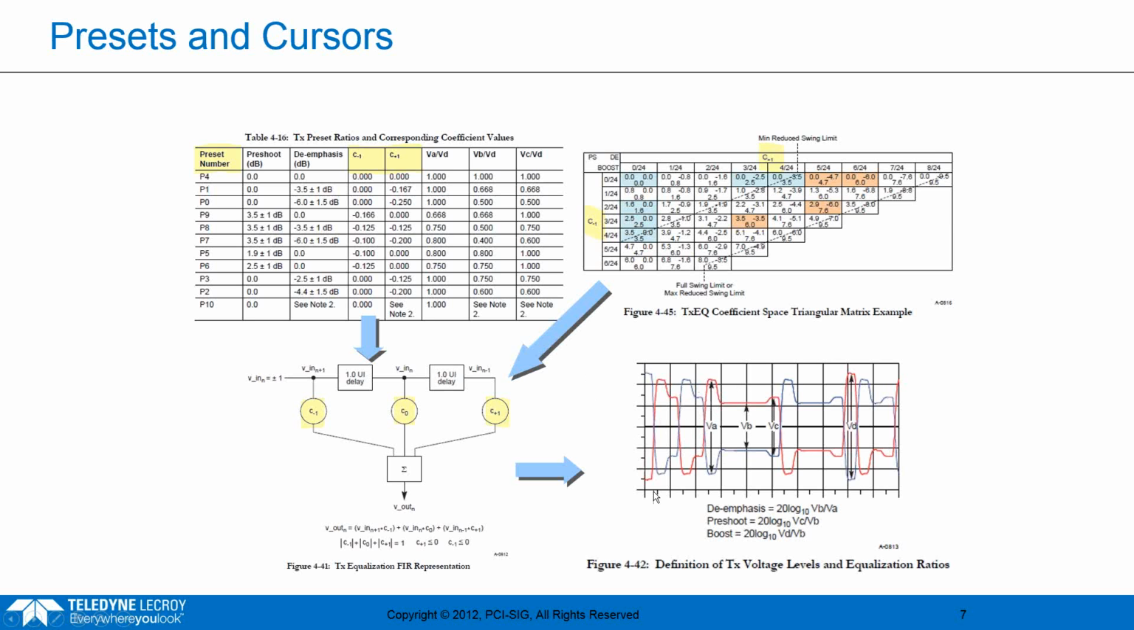Now, the PCI SIG has taken some different de-emphasis and pre-shoot combinations, and they've put those into what they call presets. So you can see that in this top left table. There's 11 presets, P0 through P11, and each one corresponds to a pair of pre-shoot and de-emphasis values. So for example, you can see P7 here is 3.5 dB pre-shoot and minus 6 dB de-emphasis.